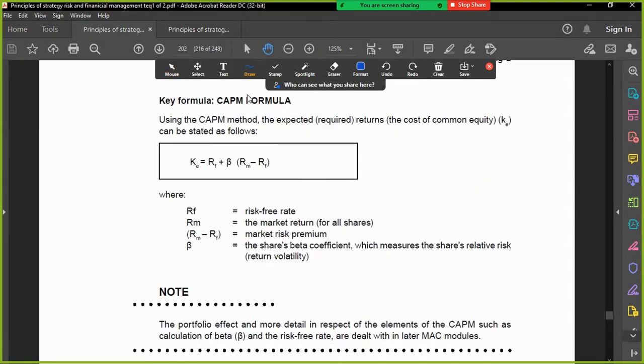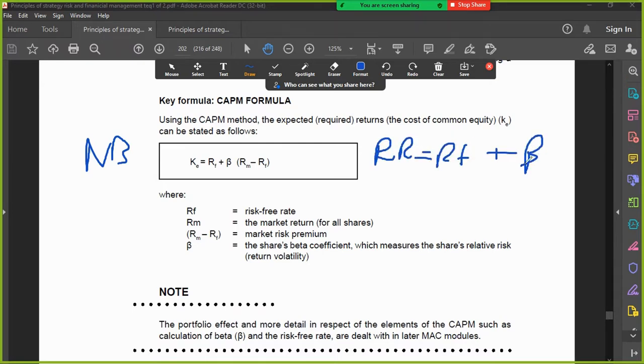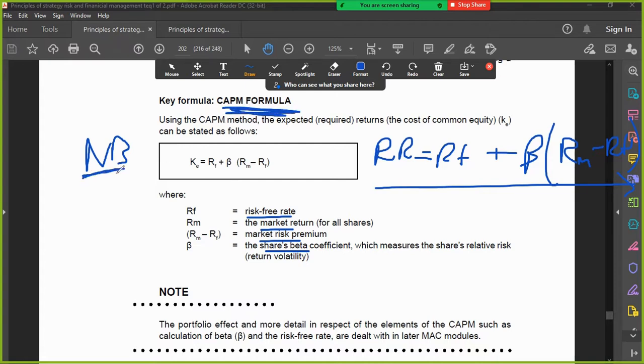Right. There's the formula. This is the one that I wrote earlier. Required return equals risk-free plus the beta times the market return minus the risk-free, close bracket. That's what you saw earlier. It's all there given in the textbook. Okay, so if they ask you to use cap M, you just use that.